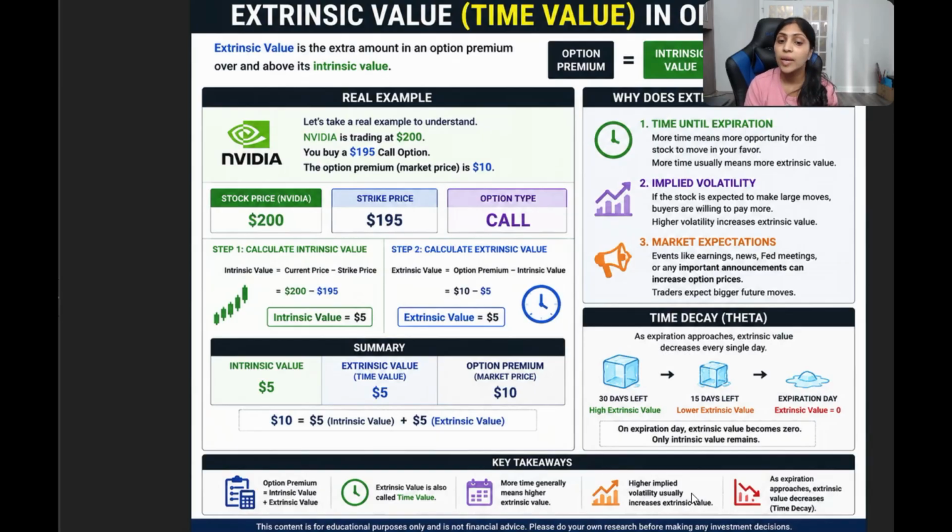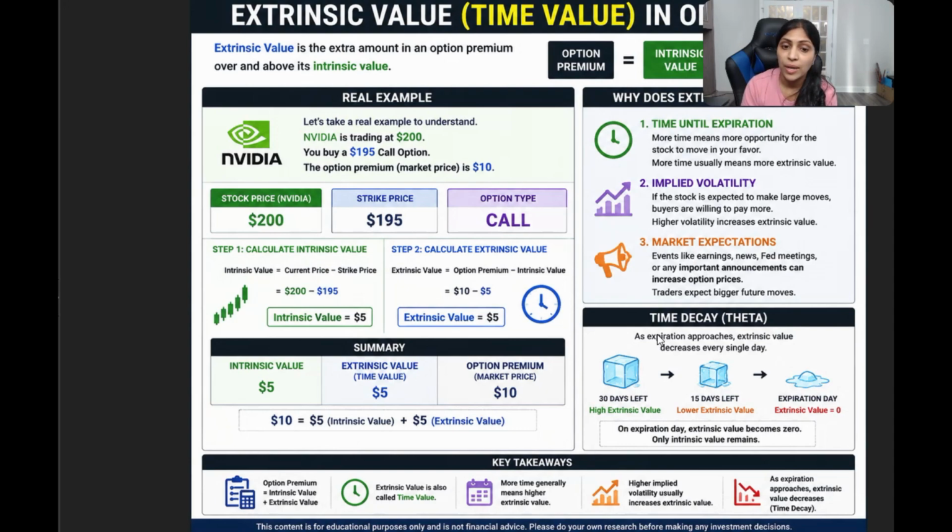And sometimes higher implied volatility will also increase the extrinsic value. With implied volatility, if the stock is expected to make larger moves, buyers are willing to pay even more for the extrinsic value. Then the extrinsic value will increase and the overall option premium will also increase. And we can expect those implied volatilities around Fed announcements, Fed meetings, earnings or any geopolitical news. That's when implied volatility comes into the picture.